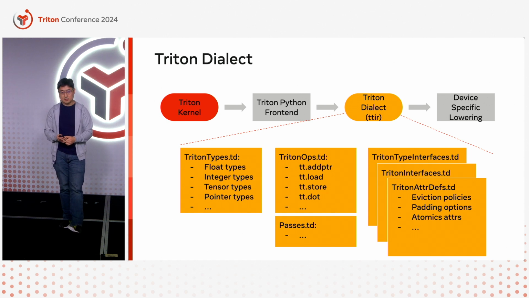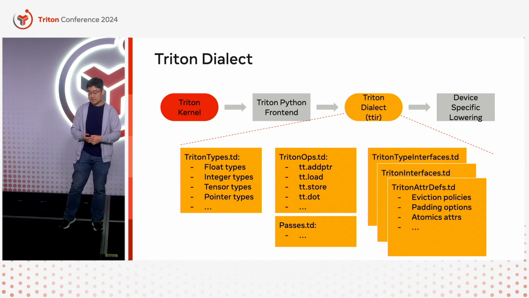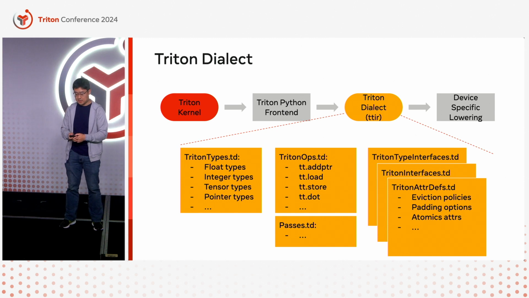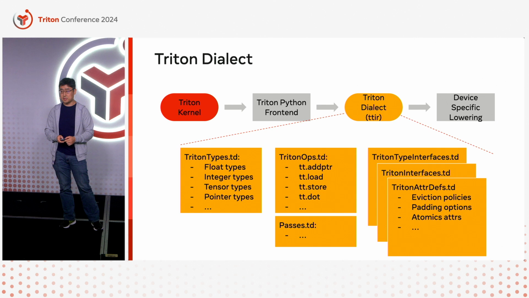The Triton dialect also defines quite a few transformation passes to perform optimizations. It defines various interfaces and attributes for MLIR passes to work on the corresponding types and operations as well.